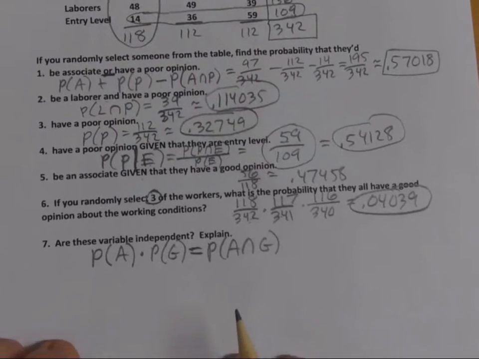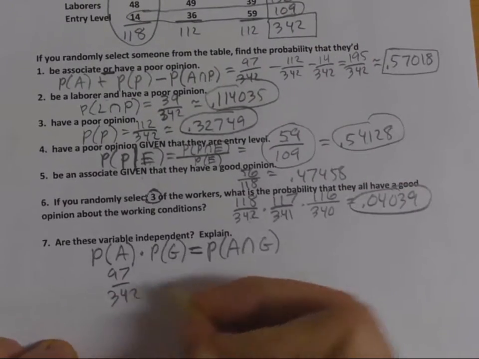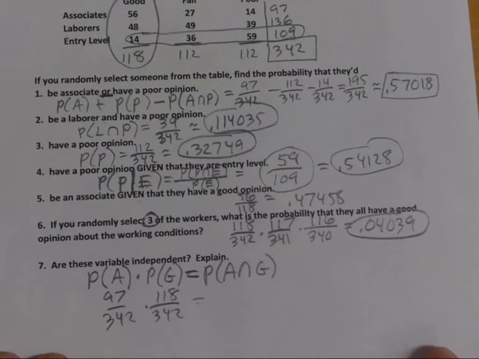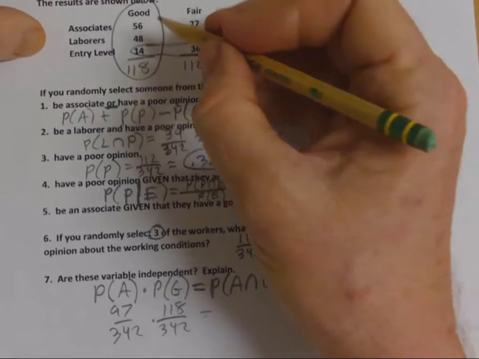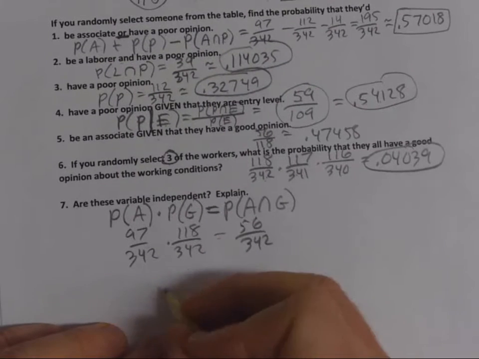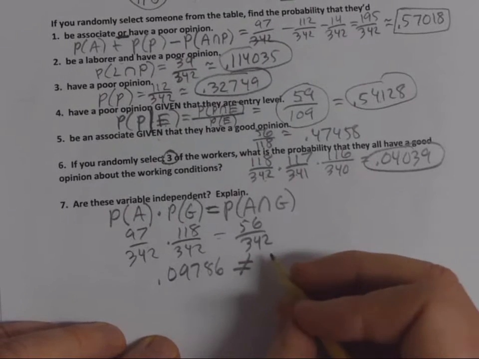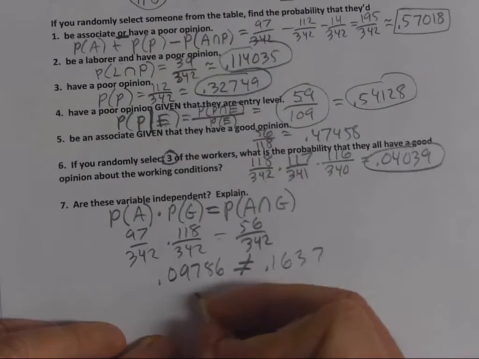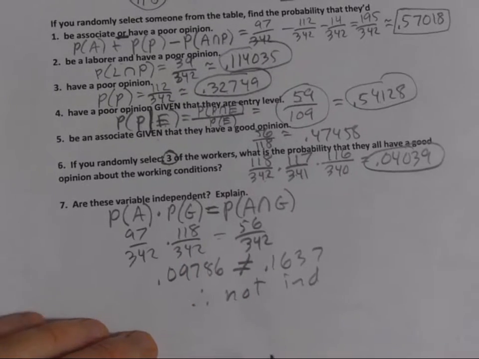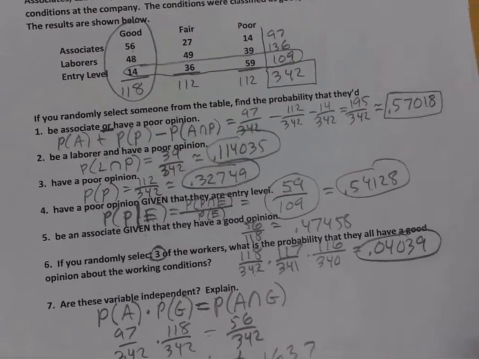Okay. Well, the probability that someone is an associate, there's 97 associates over the total number of 342. What's the probability that someone has a good opinion? Well, that would be 118 out of 342. Then if you randomly select one of these people, what's the probability they're an associate and they have a good opinion? That is, there's 56 of them out of 342. And in fact, when you multiply that out, this is 0.09786. That is not equal to 56 divided by 342, which is 0.1637. Therefore, they're not independent. If these things are not equal, they are not independent. That's a formula you have to memorize in regards to independence. And so that's pretty much any two-way table question that could be asked of you.